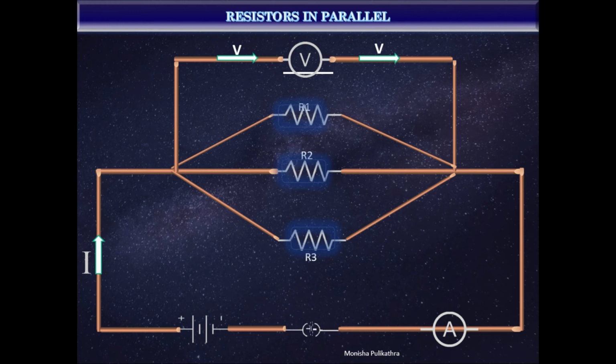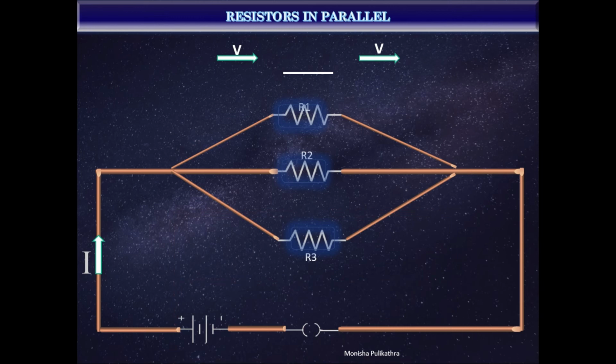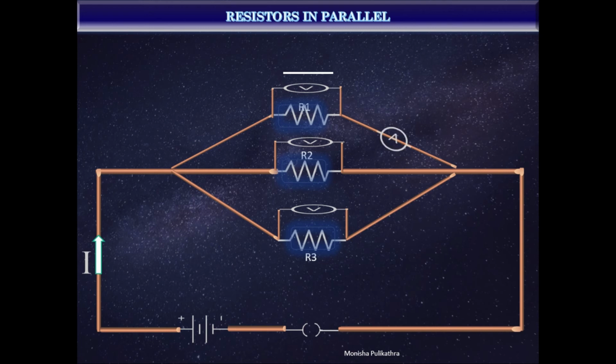Next, take out the plug key and disconnect the voltmeter and ammeter. Connect the voltmeter across each resistor and connect the ammeter in series with resistor R1. We need to connect the voltmeter across each of the resistors R1, R2 and R3. After that, we need to connect the ammeter in series with resistance R1.